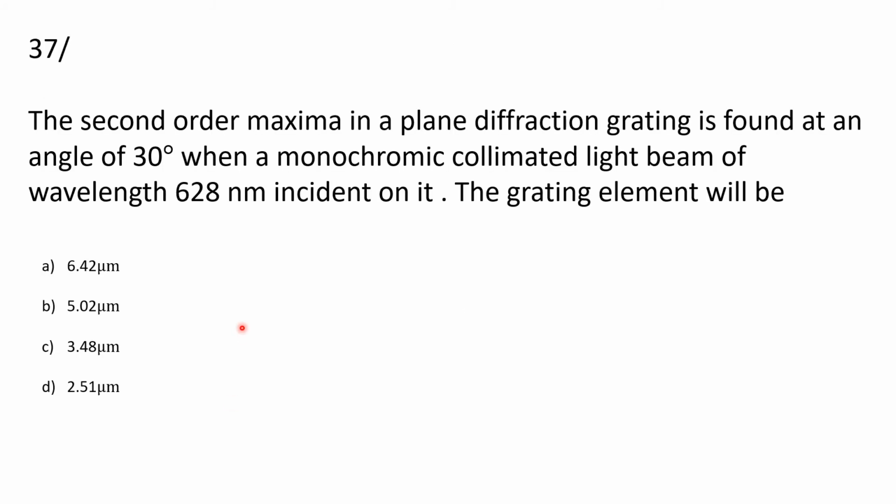And here is the next question. The second order maxima in a plane diffraction grating is found at an angle of 30 degrees when a monochromatic collimated light beam of wavelength 628 nanometer is incident on it. The grating element will be, and the options are 6.42 micrometer, 5.02 micrometer, 3.48 micrometer and 2.51 micrometer.